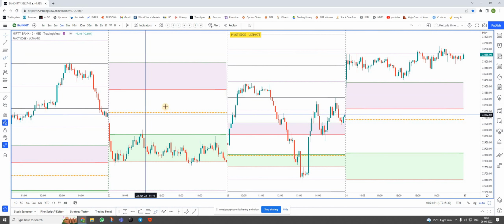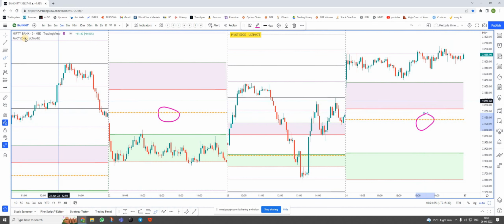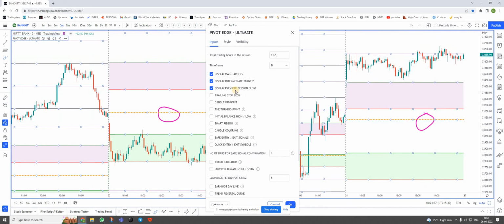So this is the previous close. You can choose to switch this on or switch it off based on your preference. Okay. Next is trailing stop loss.